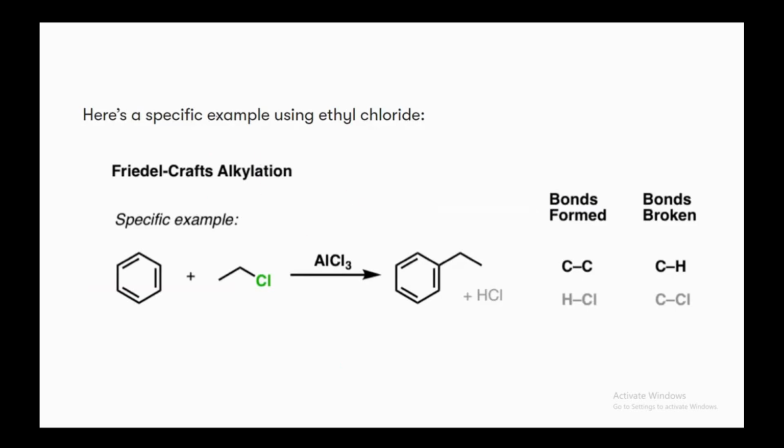Here's a specific example using ethyl chloride. So if you want to prepare ethyl benzene starting from benzene, then you can react benzene A with ethyl chloride, that will be B, and that will give you C, and the bond formation reaction is C-C.